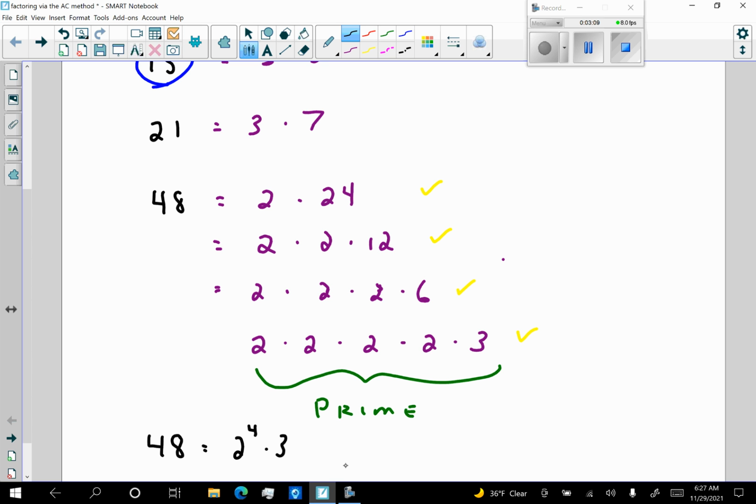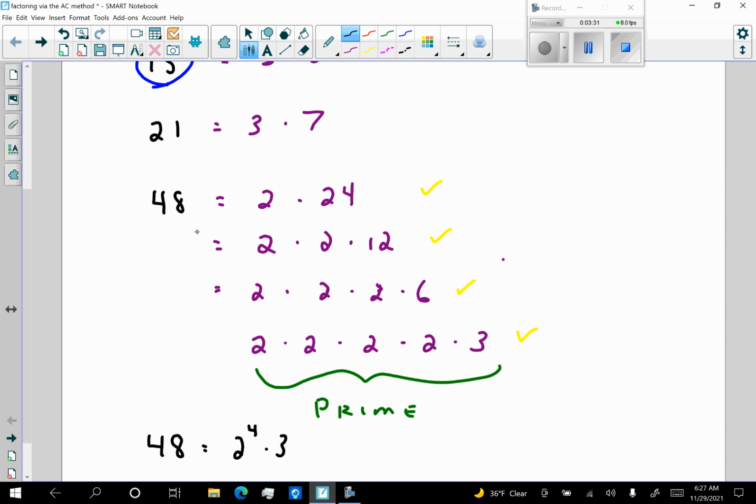That's not to say all of the other factorizations that I have denoted there are not factorizations, because they are. Okay, because 2 times 24 and so forth is 48. 2 times 2 times 12 is 48. So that's the prime factorization. That's a little review of factoring real numbers.